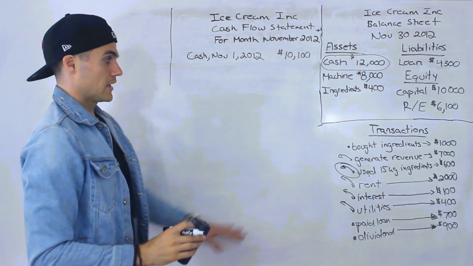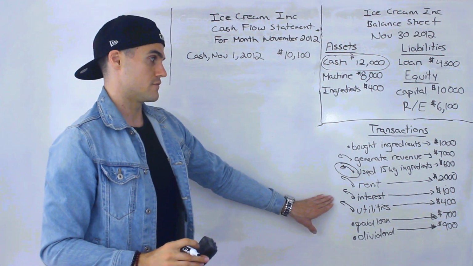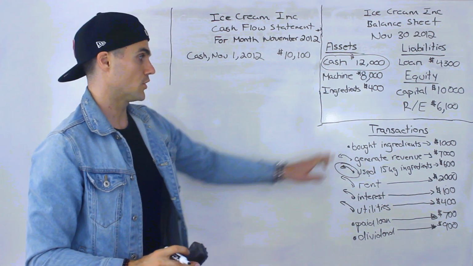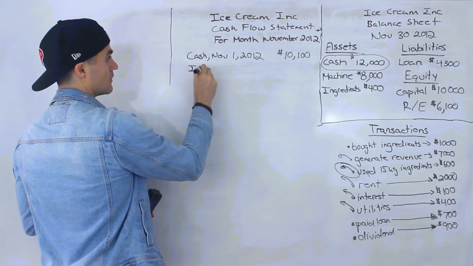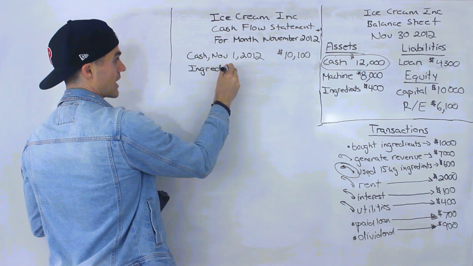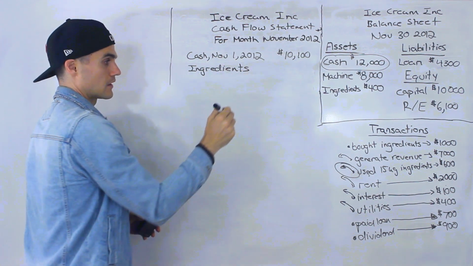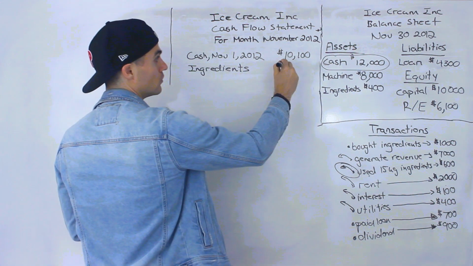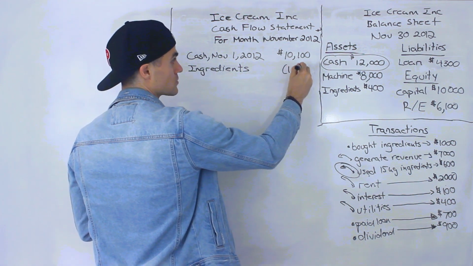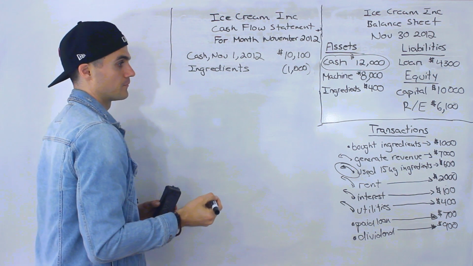And now what we've got to do is go through all of these changes here. Notice that when we bought the ingredients, that was a cash transaction. That affected the cash account. And because we're buying the ingredients, we're spending cash, that's a cash outflow. And so our cash went down. So that was a negative amount.